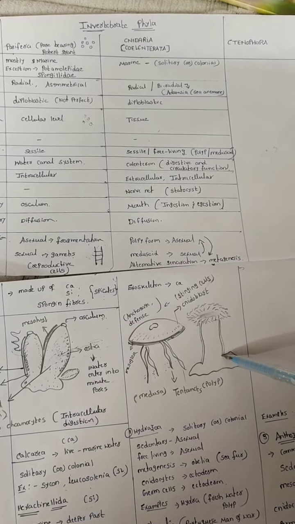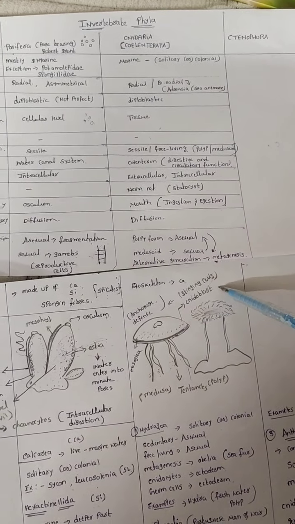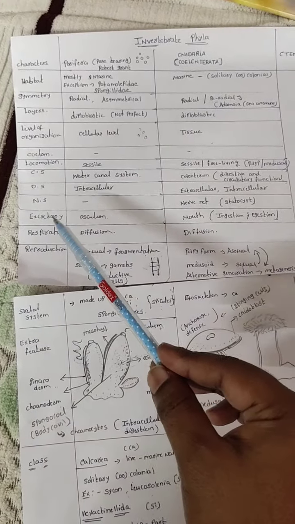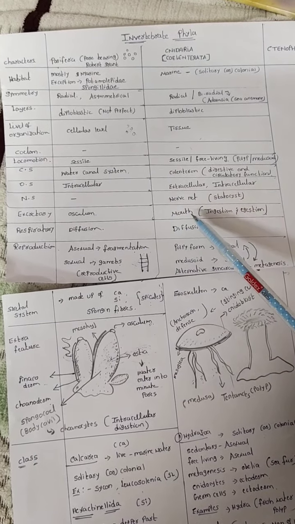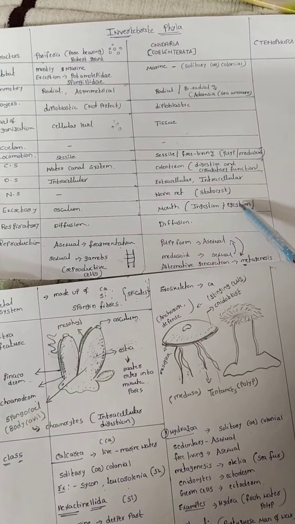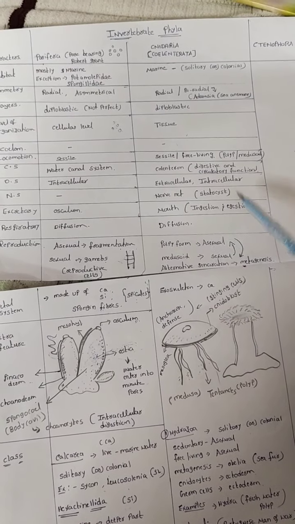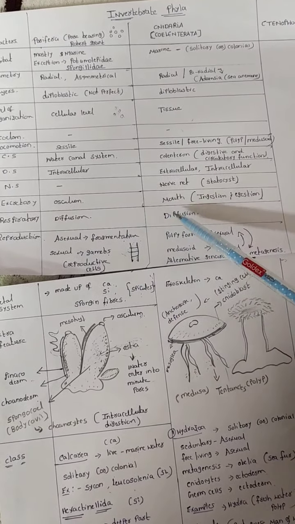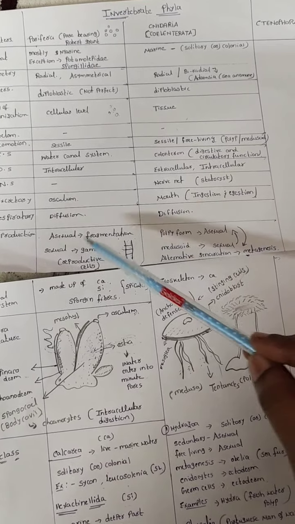Egestion means excreting of the particles. That's why here the excretion is through the mouth. The mouth can act as both ingestion, entering of the food, and egestion, removing of the waste particles. Respiration is by what process? Diffusion process.